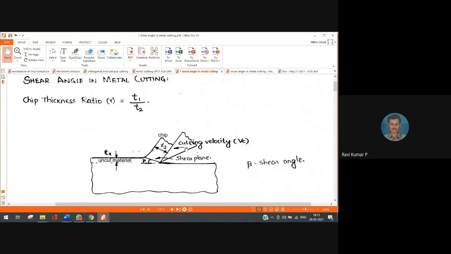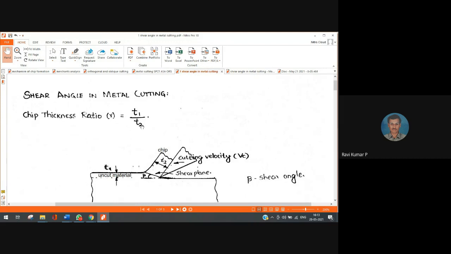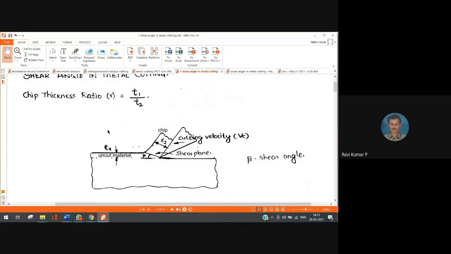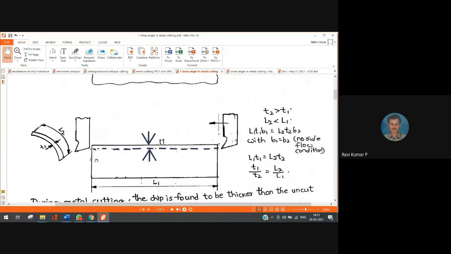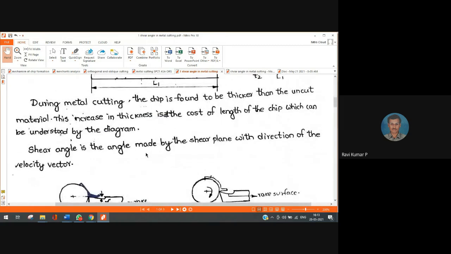Chip thickness ratio is T1 by T2. So thickness before cutting, thickness after cutting. If I talk about chip reduction coefficient, I write as L1 by L2. Length of the chip before cutting, L1. Length of the chip after cutting. That I call it as chip reduction coefficient.